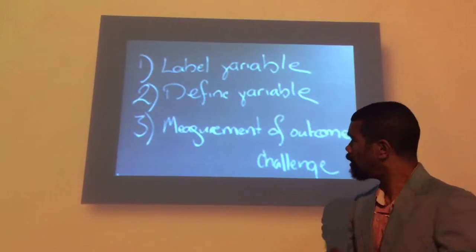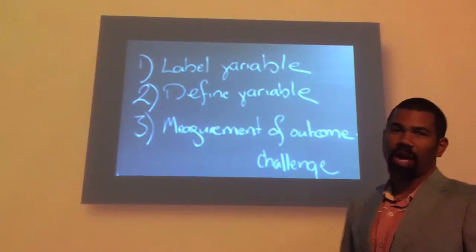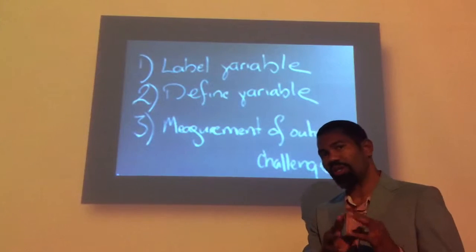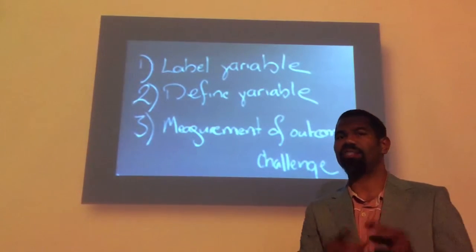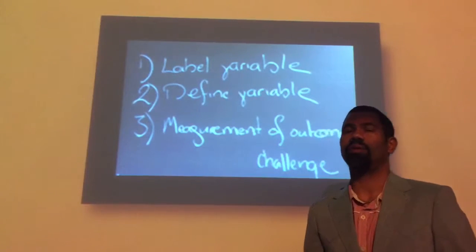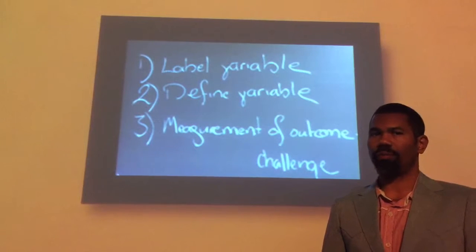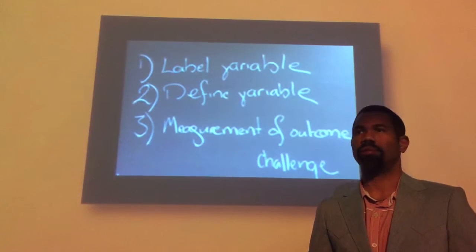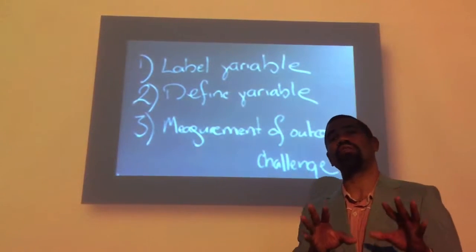So let's get started. Label your variable, define your variable, and measurement of the outcome. Basically, ladies and gentlemen, what I want to make sure that you do in your single subject research design drafts is label that qualitative and quantitative variable. Now, labeling the quantitative variable is going to be pretty straightforward. Weight, ounces, glucose level, procrastination. Those are going to be pretty straightforward.